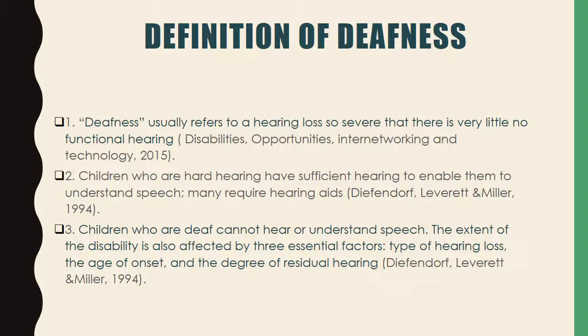Definition of deafness. There are three definitions. The first is just plain deafness. It usually refers to a hearing loss so severe that there is little to no functional hearing. The second is children who are hard of hearing. They have sufficient hearing to enable them to understand speech, but many do require hearing aids. The third are children who are deaf and cannot hear or understand speech. The extent of the disability is also affected by three essential factors: type of hearing loss, the age of the onset, and the degree of the residual hearing.